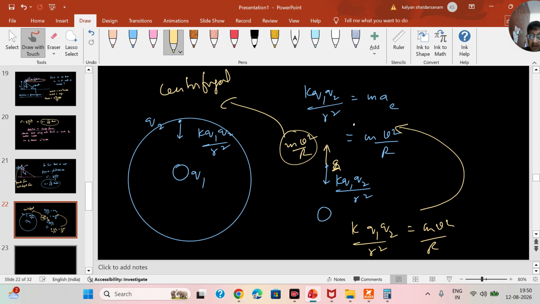Okay, but in the ground frame, how are you writing? Mass into acceleration, where acceleration is v square by r. Centripetal acceleration. Okay, so who is responsible for centripetal acceleration? This k q1 q2 by r square. That's why it's called centripetal force, the attractive force by the nucleus on the electron. Coulomb force, we will say. We'll see it in second year. So Coulomb force is centripetal. In the ground frame, that is equated to mass into acceleration. In the rotating frame, that is equated to centrifugal because the electron is at rest.